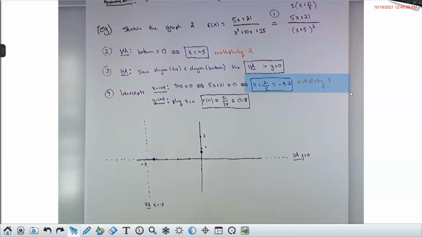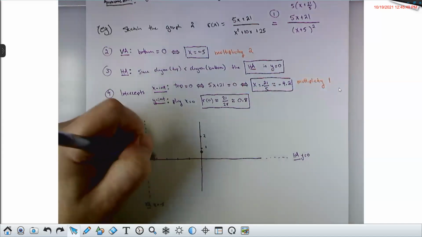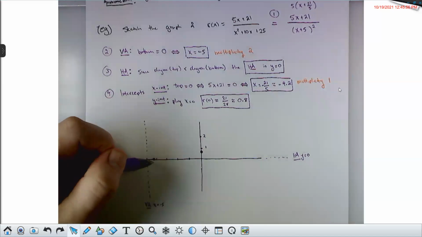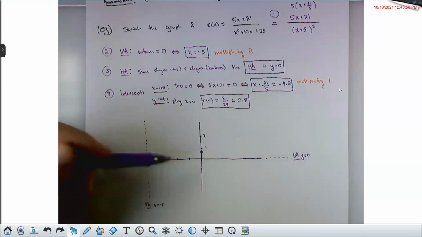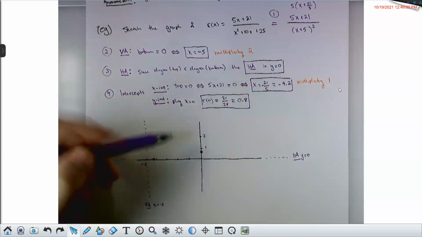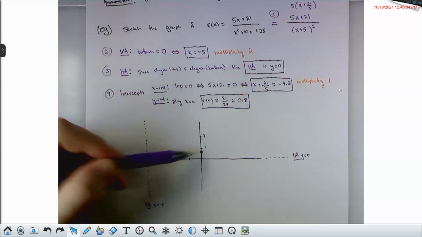The x-intercept is multiplicity 1, which is an odd multiplicity. So we're going to be crossing the x-axis, not bouncing off of it. There's two ways I could cross this x-axis, either like this, going from below to above, or like this, going from above to below. The trick to figuring out which of those to do is to think about this y-intercept over here.